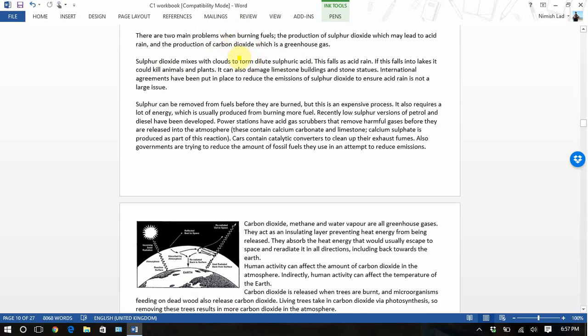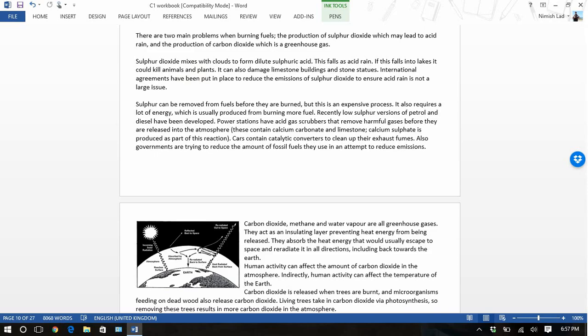Agreements have been put in place to try to limit the amount of sulfur dioxide that's actually released. It can be removed before we actually burn the fuel, but that's an expensive process. It takes a lot of energy, and it's usually produced from burning more fuel, so it's just a roundabout cycle. Recently, low sulfur versions of petrol and diesel have been developed. Also, power stations have acidic gas scrubbers that remove harmful gases before they're released into the atmosphere. In other words, using things like calcium carbonate and limestone as part of this reaction, because remember, calcium carbonate can neutralize acidic substances like acidic soil.